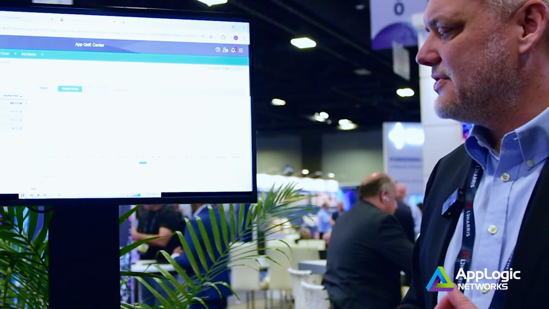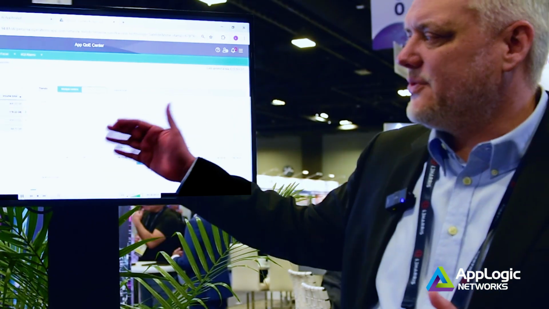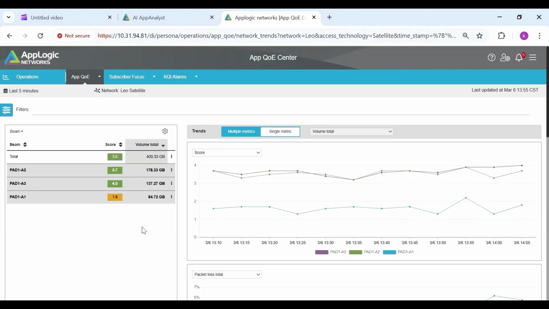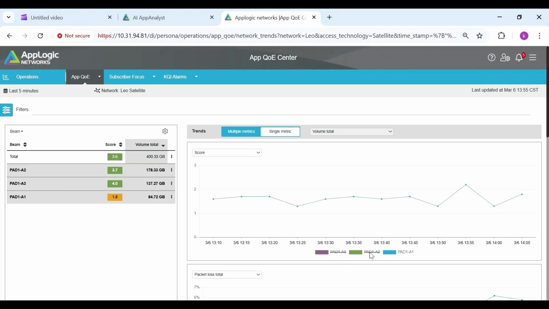In this particular case, we have 3 satellite beams and we want to compare their performance. And we can see that there's one particular beam that stands out, has a much lower score than the other beams, which is this PAD1-A1.